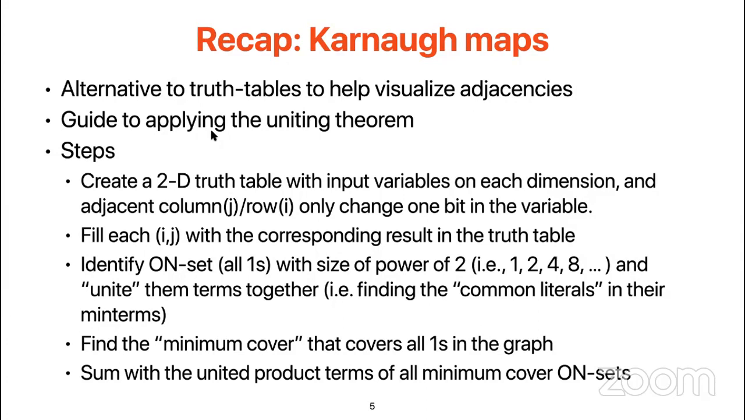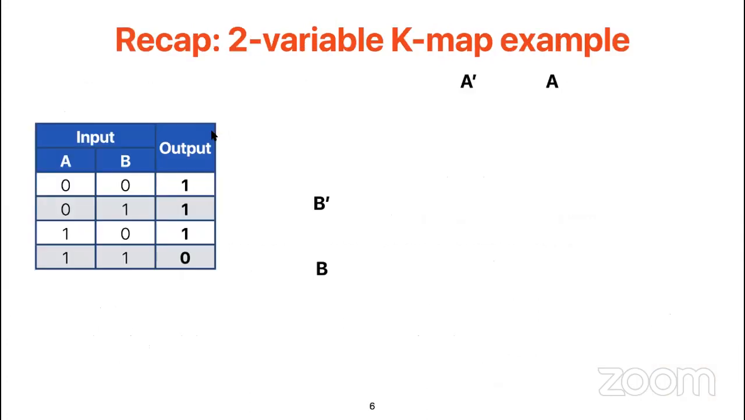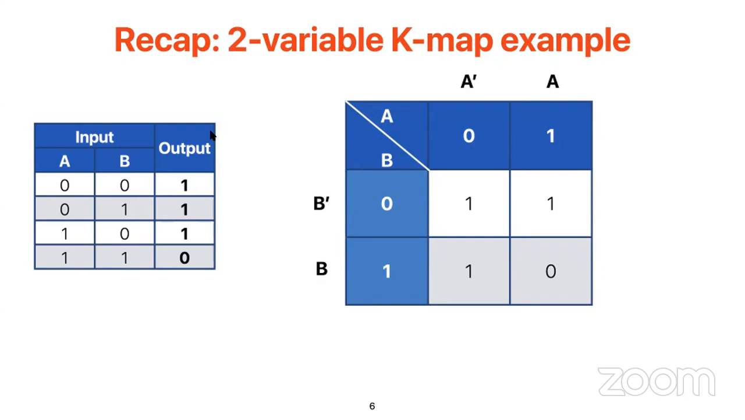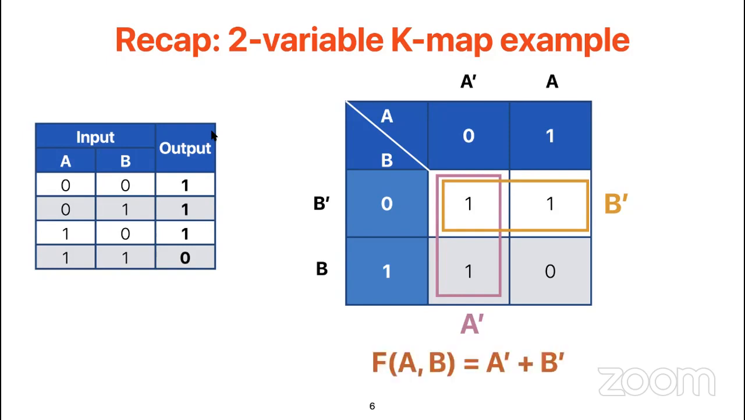But how to do it, right? Last week we tried a two variable case. For this truth table, you can convert it from the left hand side to the right hand side, and then we are looking for onsets with size 1, 2, 4. Because this is a table with 4 entries, there is definitely no 4, but there are two 2s that are sufficient to cover all the 3 ones we have in the table. For this one, you can tell the common thing is A prime, and for the other one, the common thing is B prime, right? So that's how the Karnaugh map works. If you sum them together, it is A prime plus B prime.